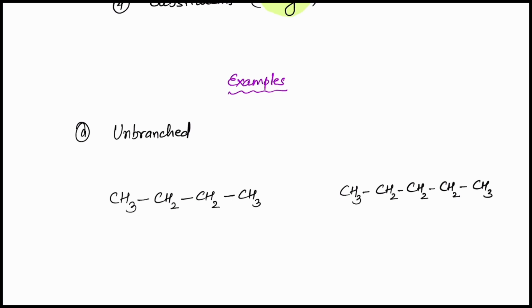Let's look at some examples. The first one is an unbranched alkane. In the case of an unbranched alkane, there is only one chain, which is the parent chain. For example, in this compound, you can see there is only one straight chain. How many carbon atoms are present here? You can count 1, 2, 3, 4. So, you can write the name as butane. Very simple.